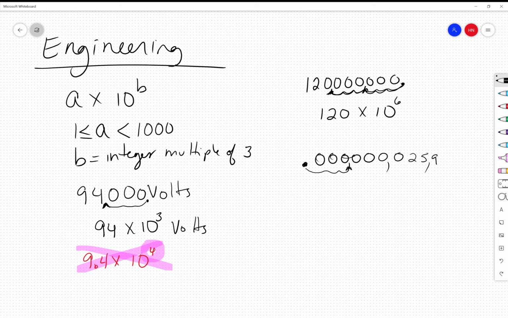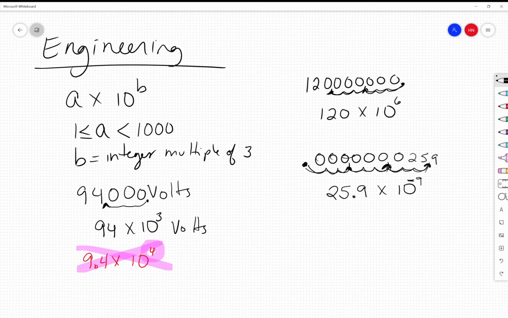1, 2, 3. If I put the decimal at this point, it would be point all these numbers, and that is not more than 1. So we have to keep going. 4, 5, 6. If my decimal's there, point something, that is still not over the 1, so I have to keep going. 3 more, so 7, 8, 9. If I put my decimal at this point, now it would be 25.9, and that is a number more than 1, less than 1,000. So 25.9 times 10, well, I have to divide. 1, 2, 3, 4, 5, 6, 7, 8, 9. Negative 9, that means I take 25.9 and divide by 10 nine times to get my original number.